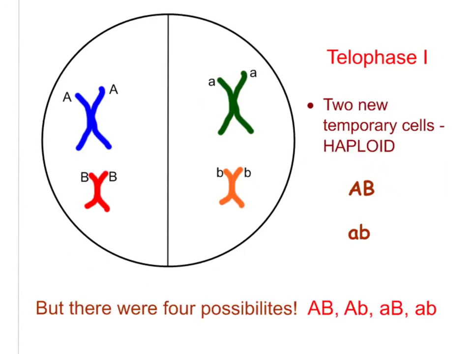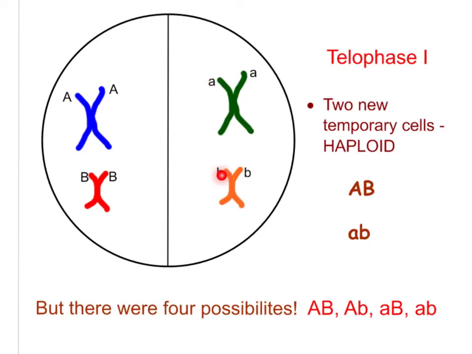In telophase I of meiosis, we now have our cleavage furrow happening for the animal cells. We have the near formation of two new daughter cells, kind of temporary because we're going to go on to the second part of meiosis pretty soon. These are both haploid cells, and these are the different gametes that can be forming, big A and big B, or little a and little b.